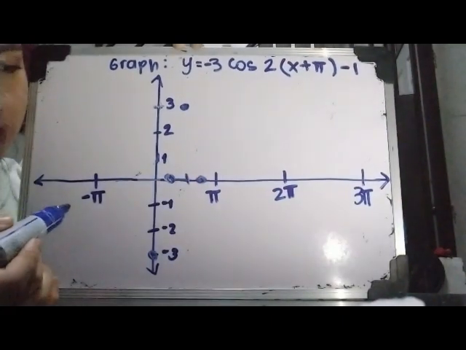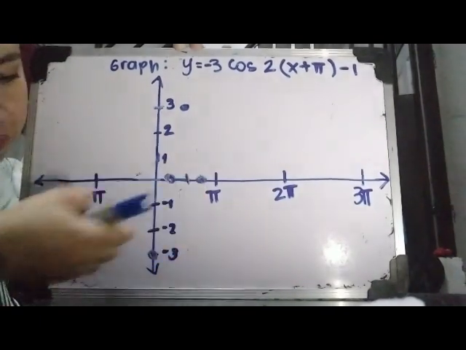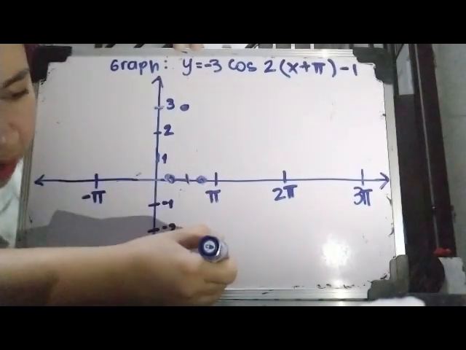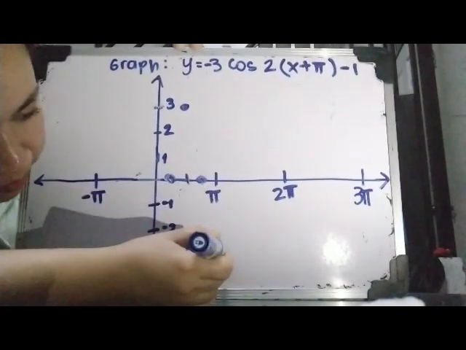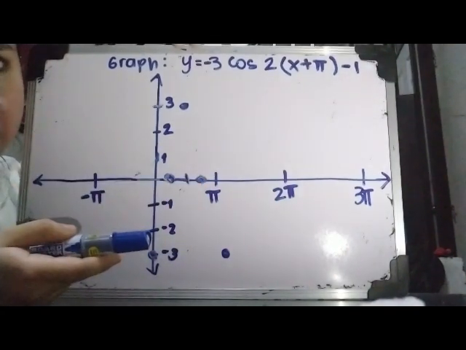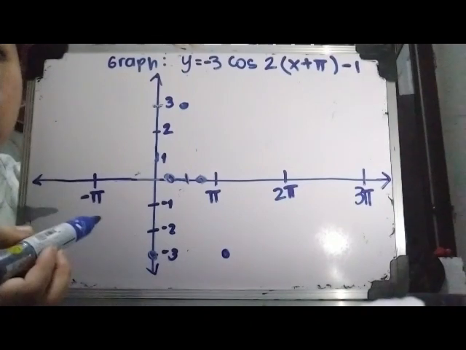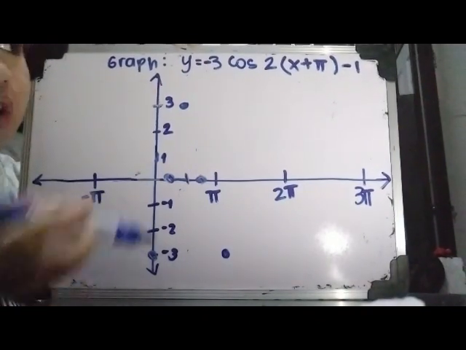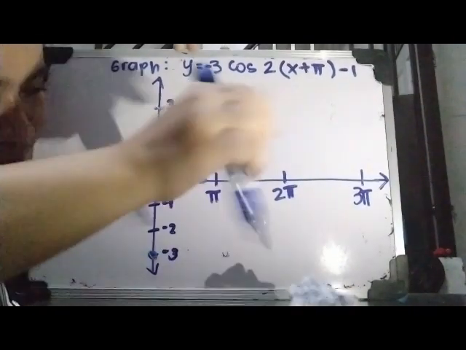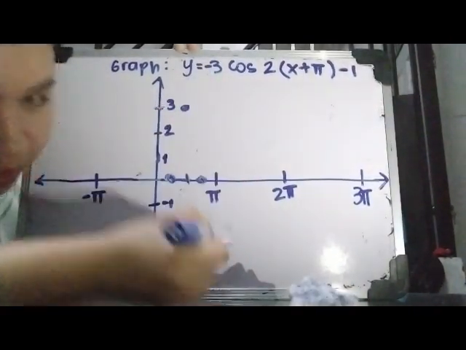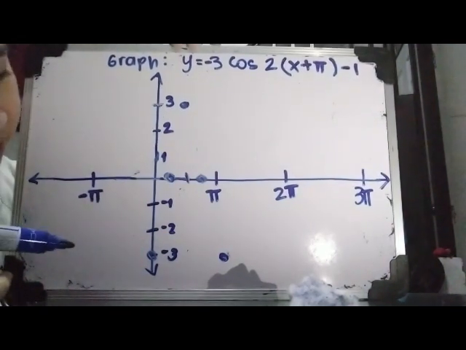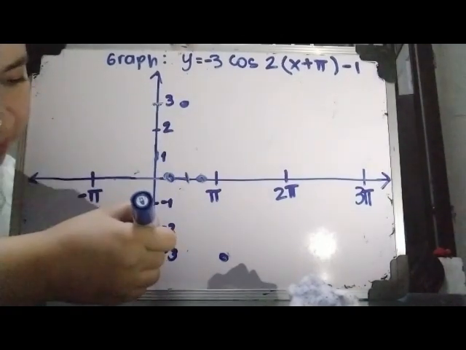Then lastly, go back to the trough, parallel to this point, 3 units away from the central line, and it is parallel to pi. That is the last point that we need to plot so we could complete one period of this function. I think it's not parallel enough. Let's move it a bit here. Okay, good. Alright, now let's start connecting the dots.